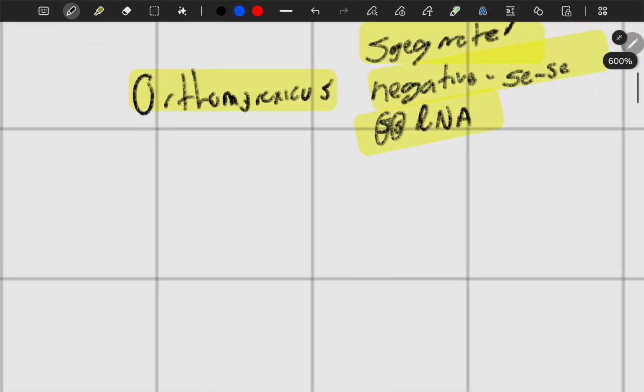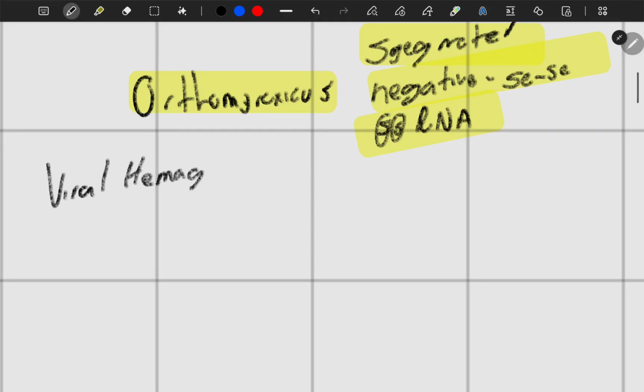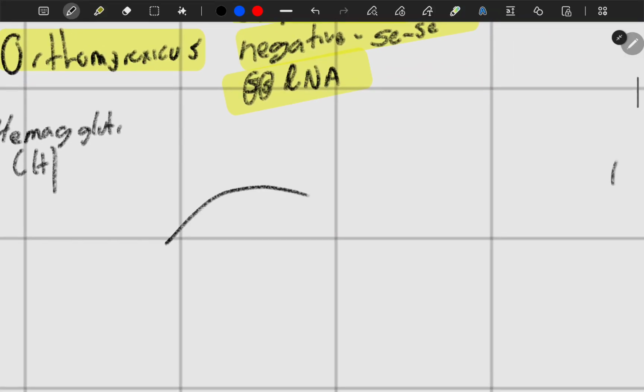Let's start talking about viral hemagglutinin. This is also called H1. H binds to sialic acid receptors on the host cell surface, followed by entry by endocytosis. So let's draw this cell.